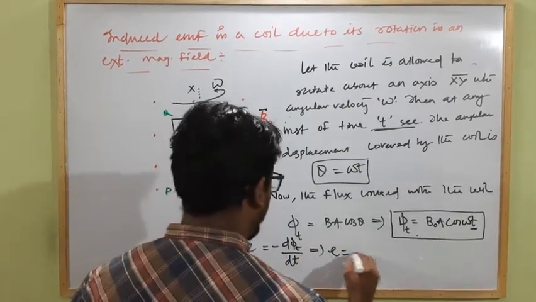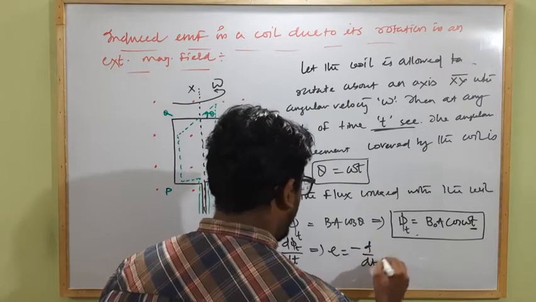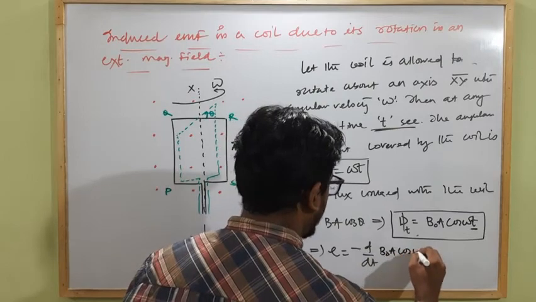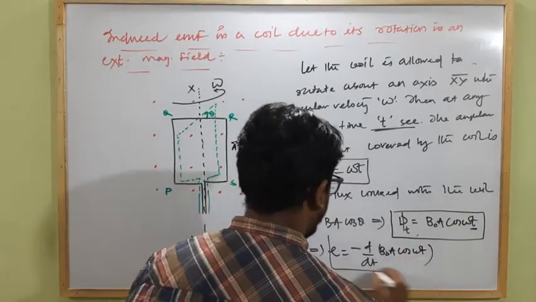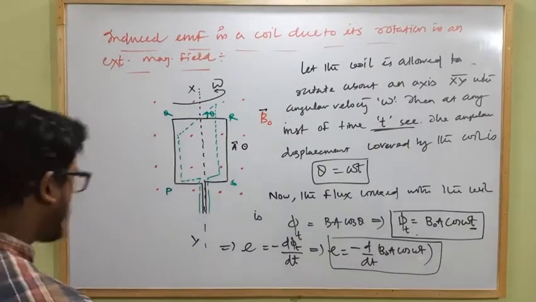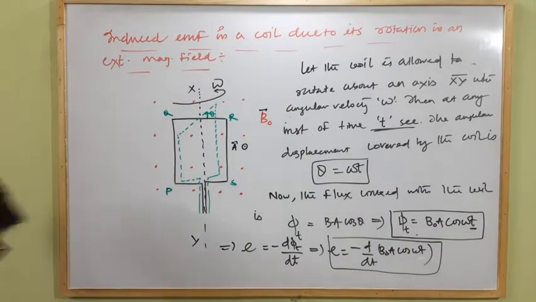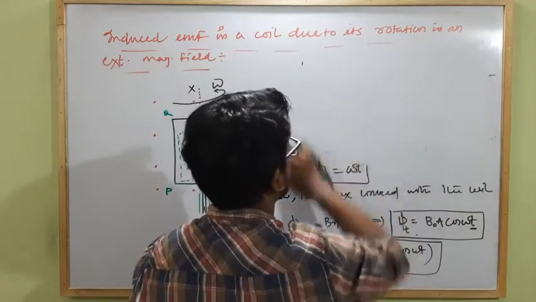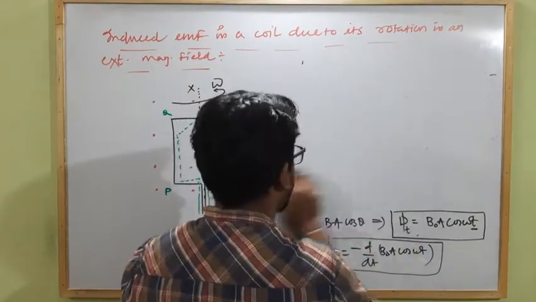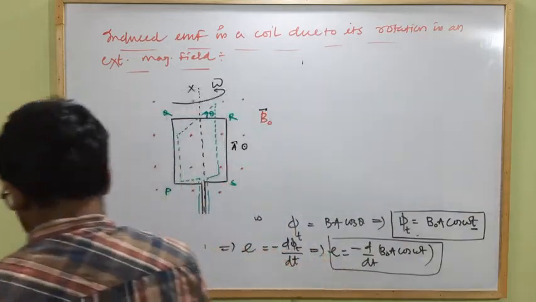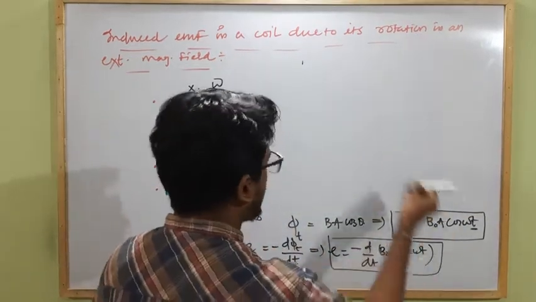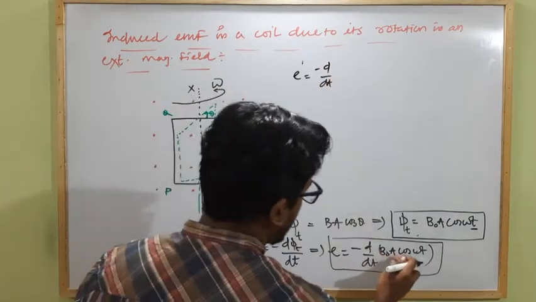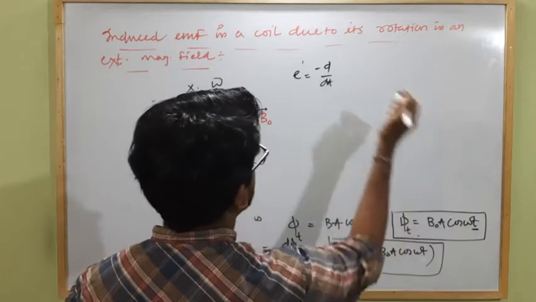So this implies the induced EMF will be minus d by dt of, in place of phi t we can write, B naught A cos omega t. So this will be the expression for induced EMF. So what is the induced EMF within the coil at any instant t? By differentiating this with respect to time, we will get the induced EMF E equal to minus d by dt of B naught A cos omega t.